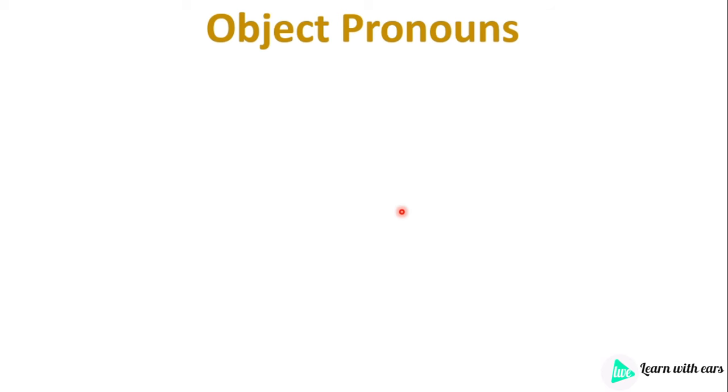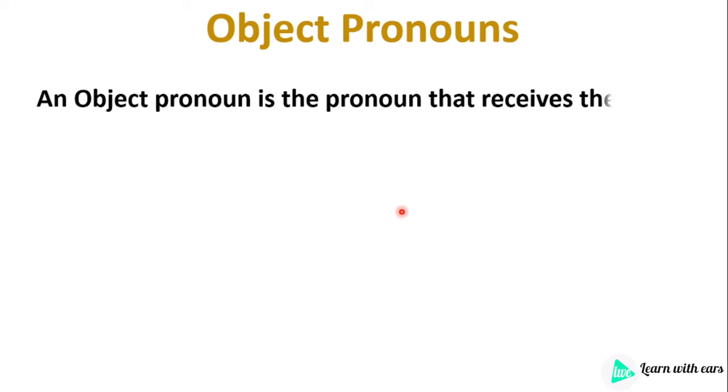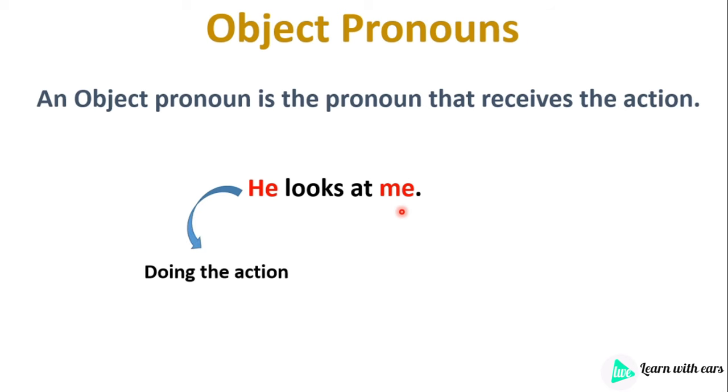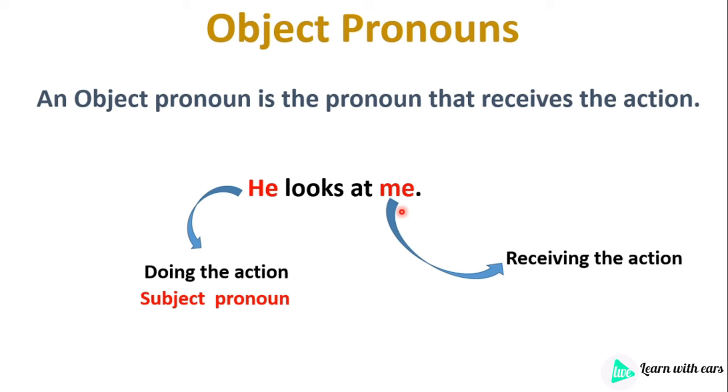Now let's talk about object pronouns. An object pronoun is the pronoun that receives the action, okay? Object pronoun receives the action. For example, he looks at me. He is doing the action. He is a subject pronoun, okay? He is a doer. And me is receiving the action. So me is an object pronoun. Now we understood object pronouns.